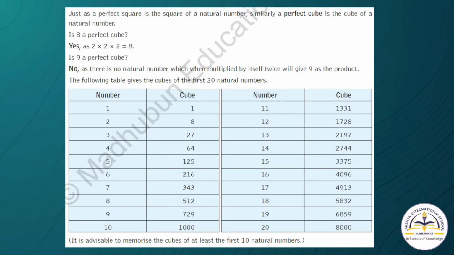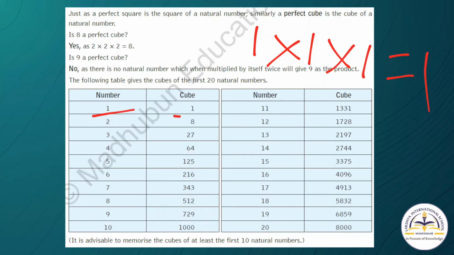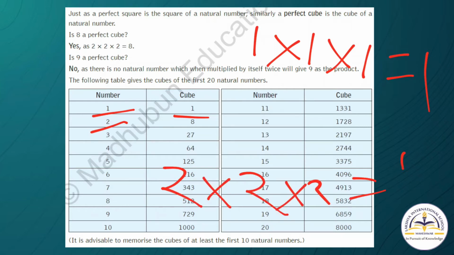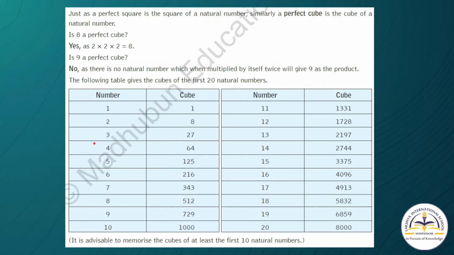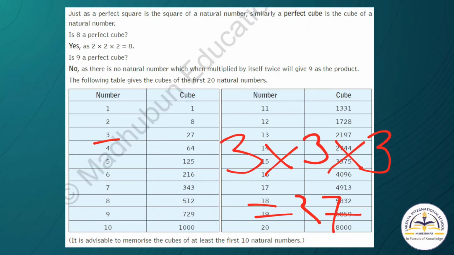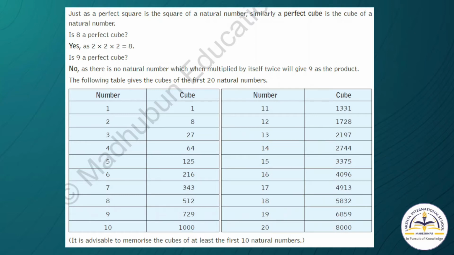Now you can see the numbers given. For 1, 1 into 1 into 1, we will get 1. For 2, 2 into 2 into 2, you will get 8. For 3, 3 into 3 into 3, you will get 27. So like this you can find out the cubes. You can learn this table.